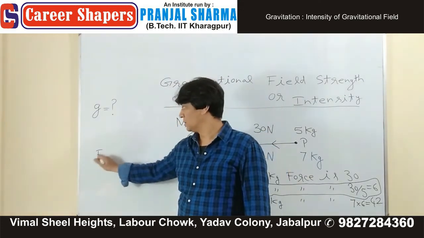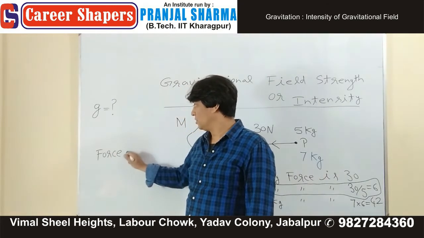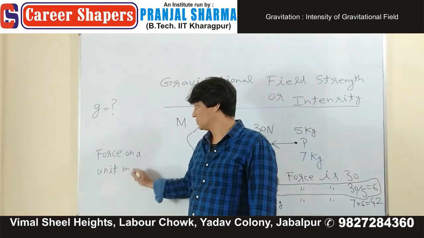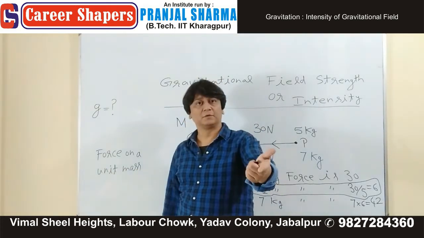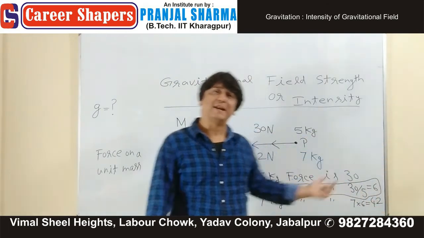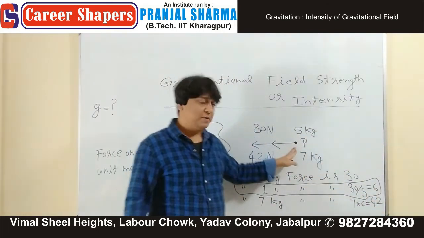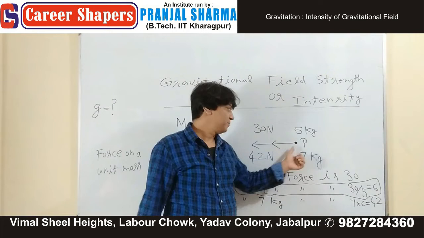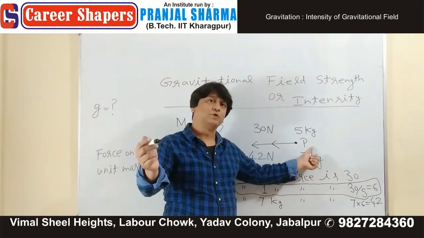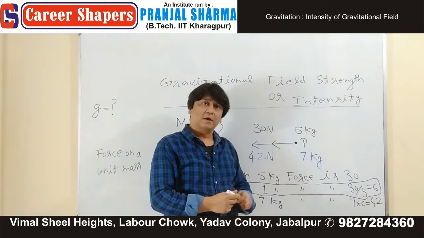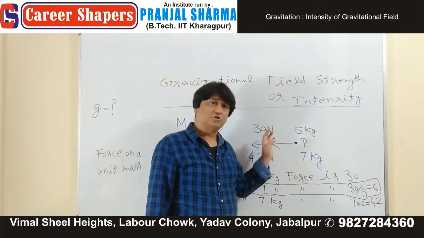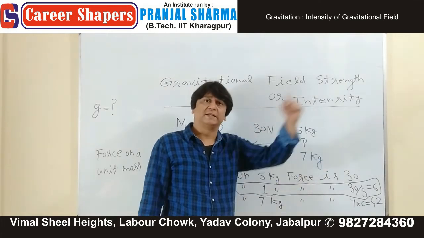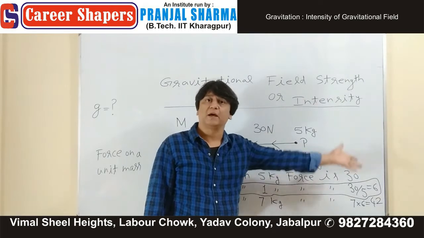Force on a unit mass. If you have the information of force on a unit mass, then you can easily find force on any other mass. Here somebody has given you an information that if you place a unit mass 1 kg at point P, then on 1 kg force will be 6. Now somebody comes and places a mass of 3 kg. Then what will be the force on 3 kg mass? On 1 it is 6, on 3 it will be 6 times 3, which is 18.